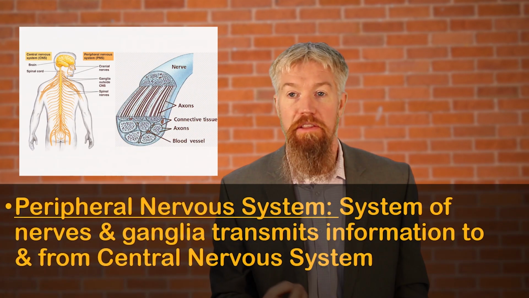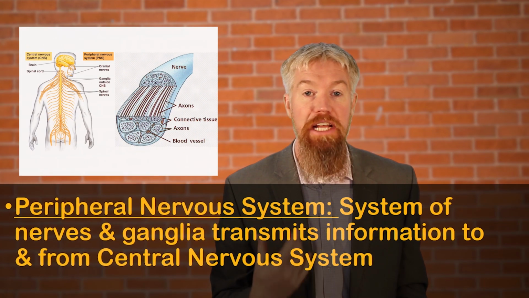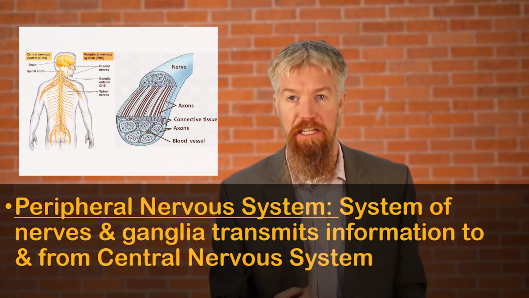Extending out from that central nervous system is going to be the peripheral nervous system. This is going to be a system of nerves and ganglia which transmit information to and from that central nervous system.